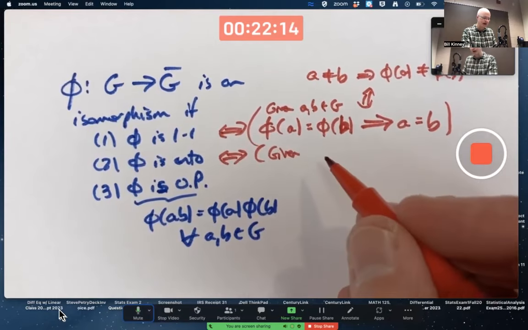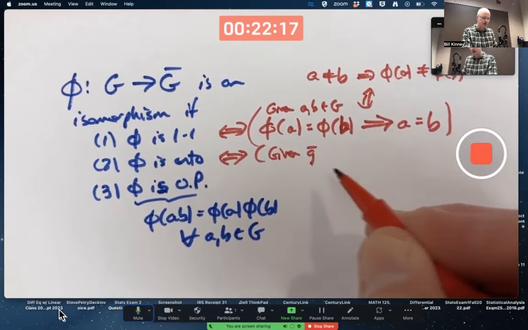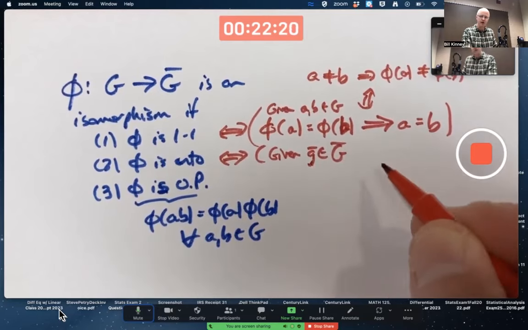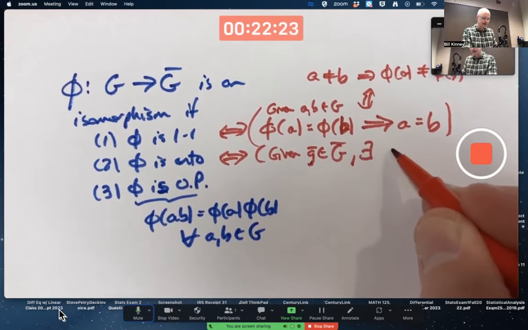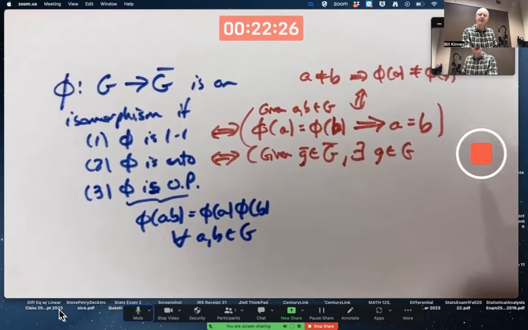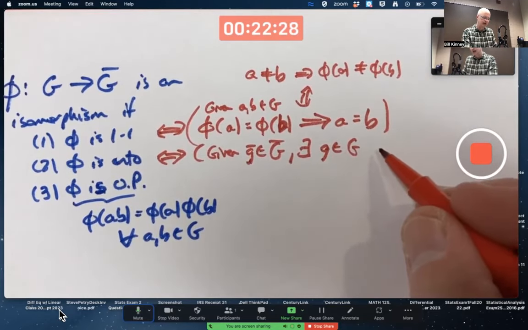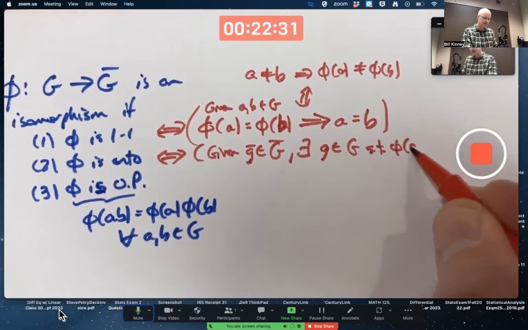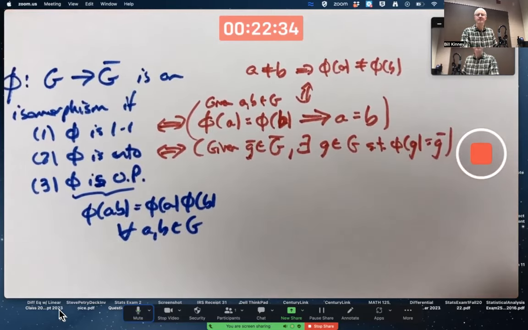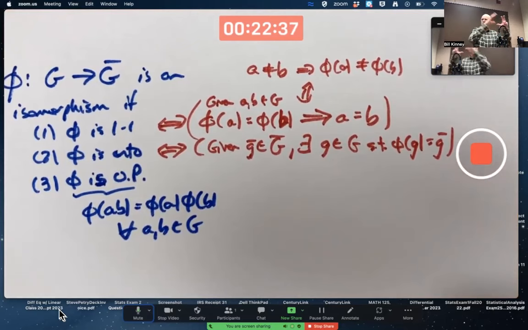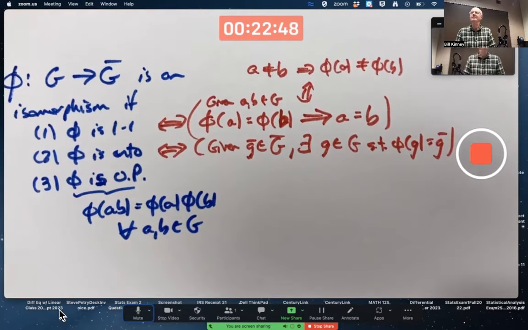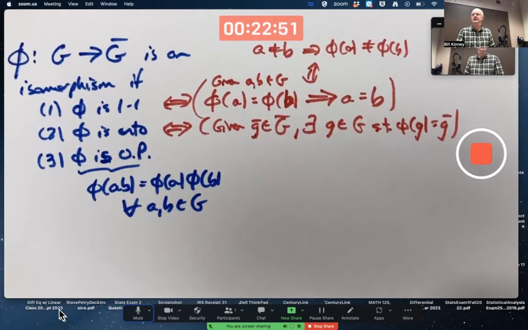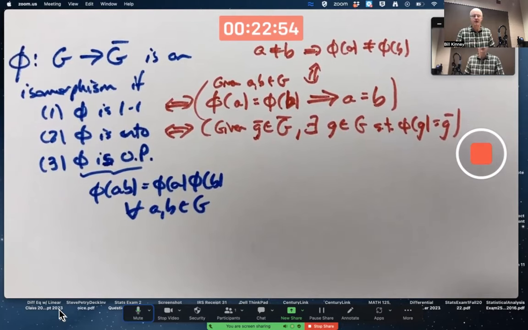Onto means, given something in the codomain, I'll call it little g bar, in capital G bar, there exists an element of the domain that gets mapped to it. There exists a little g in capital G such that phi of little g equals g bar. Give me something in the codomain over on the right. Is there something in the domain on the left, if you make a blob picture, that gets mapped to it? If there is, no matter what element of the codomain I pick, then the function is going to be onto. So you should be able to state what those things mean as well.